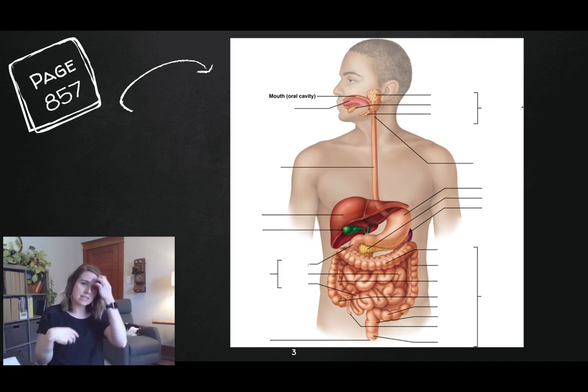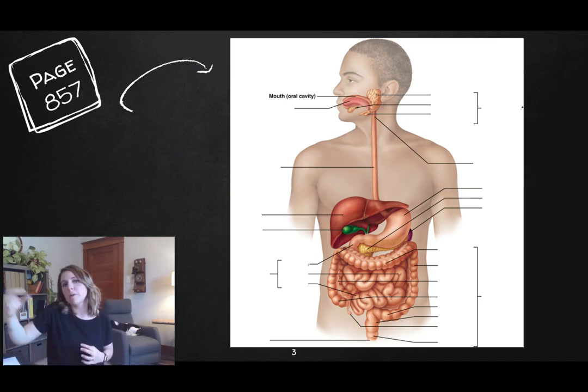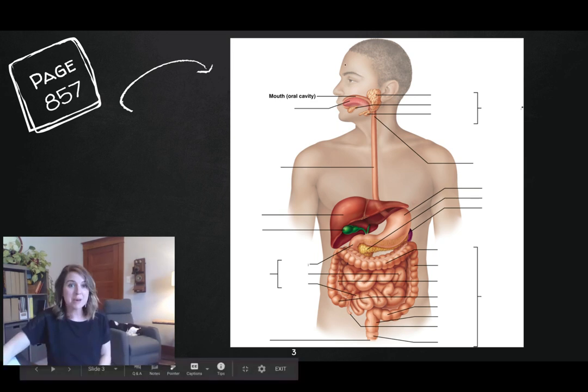Anything that's not a part of the tube that is adding in to the system is called an accessory organ. So accessories are like on top of things. If it's not a part of the tube itself, like the liver and gallbladder, for example, they're not tube organs, but they are important for the digestive system, so we call them accessory organs. All right, so the mouth, first step of our tube.